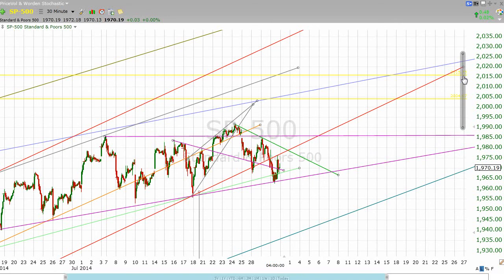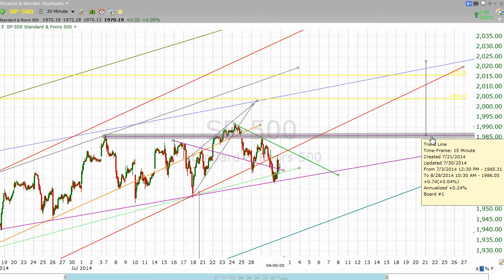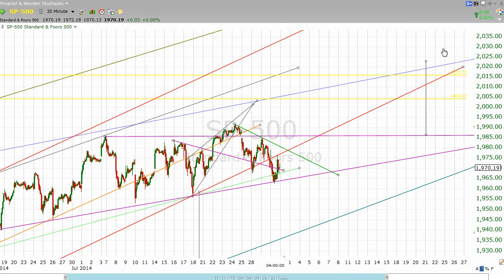No, that was way off. 35 to 40 points. So really what we're looking for on a move out of this pattern is it only implies about a 2% move. So if we break out over this line at about 1986 at some point down the road, we'd be looking at a target in the low 2020s.